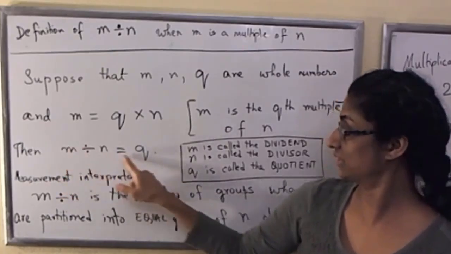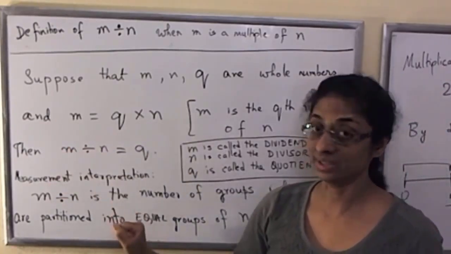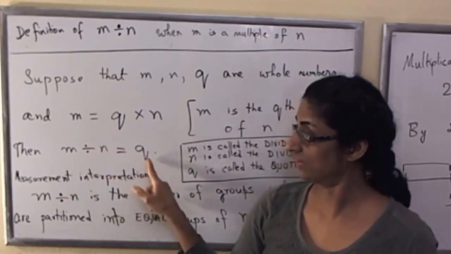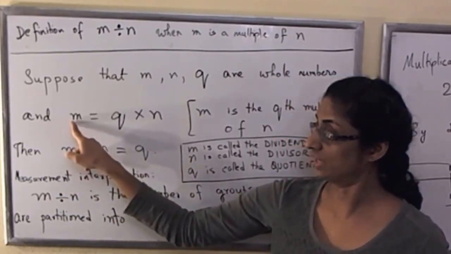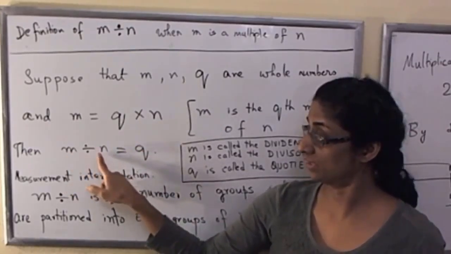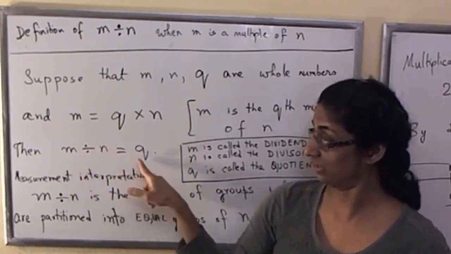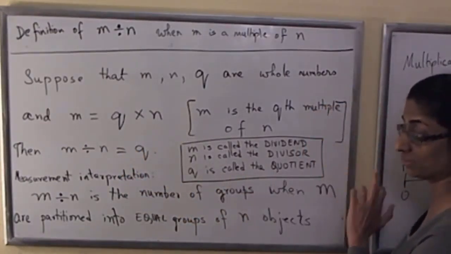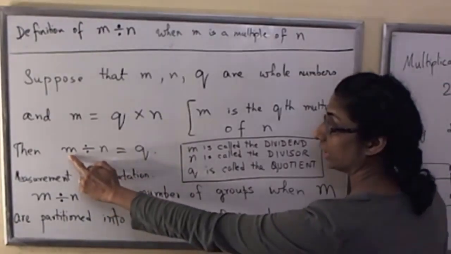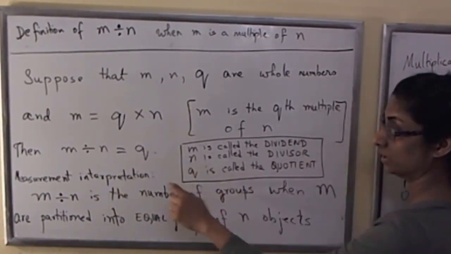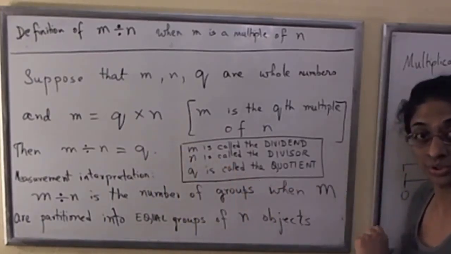When you see this division statement, you can ask how many copies of n are in m, and the answer is q. If m is q copies of n, to answer how many copies of n are in m would be to say q. And look at what we have here, some terminology to remember. m is called the dividend, n is called the divisor, q is called the quotient.